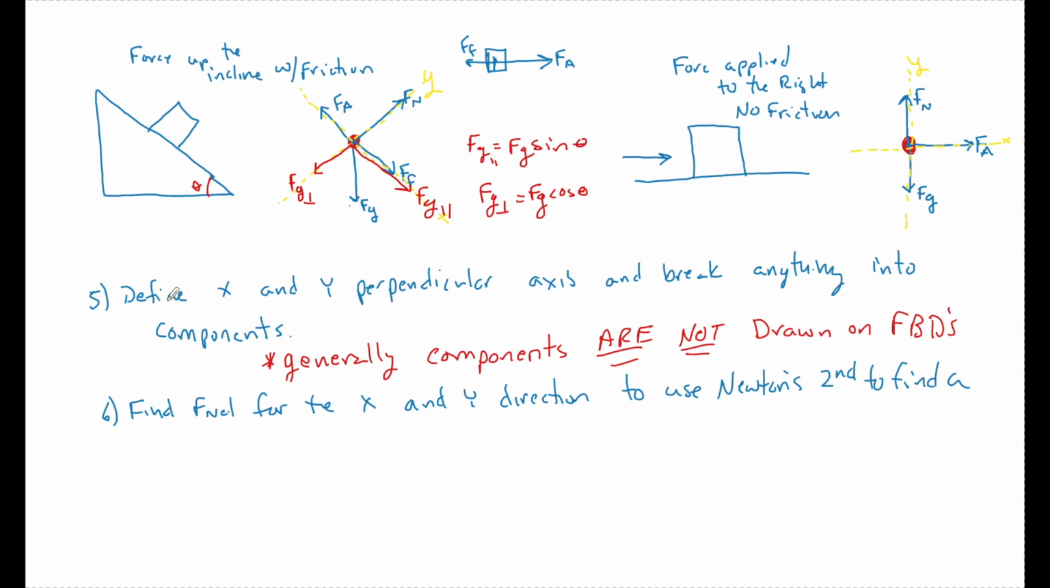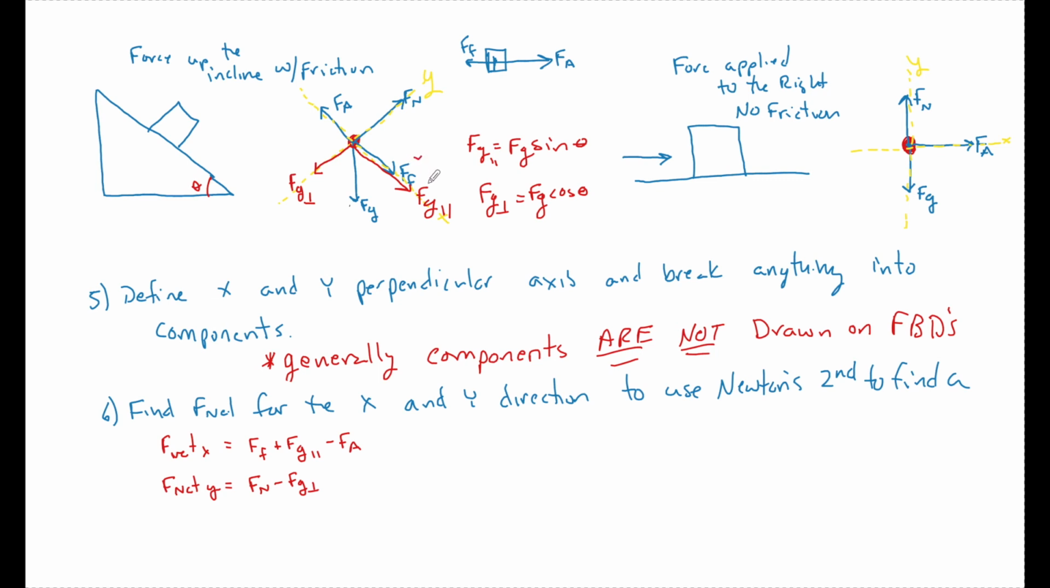So for this first one, F net in the X direction is going to be equal to the force of friction plus the Fg parallel, if I call down the incline positive, minus the force applied. F net in the Y direction is going to be equal to Fn, if I call that upward, minus Fg perpendicular. So although the components don't get drawn on the free body diagram, we still need to know those components to put them on there. And you could always draw your free body diagram off to the side, like your unofficial free body diagram that has the components on it.